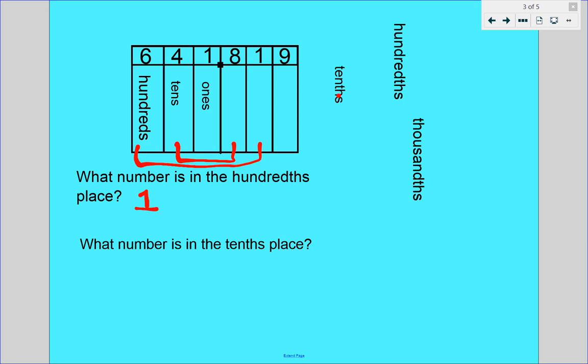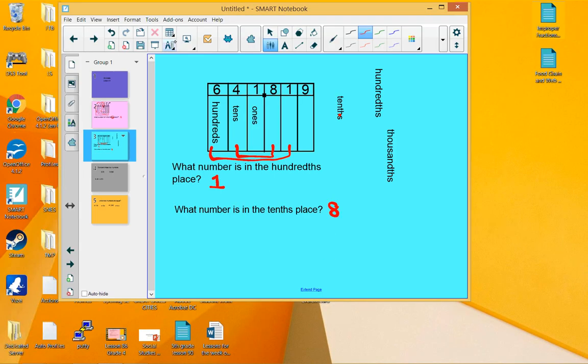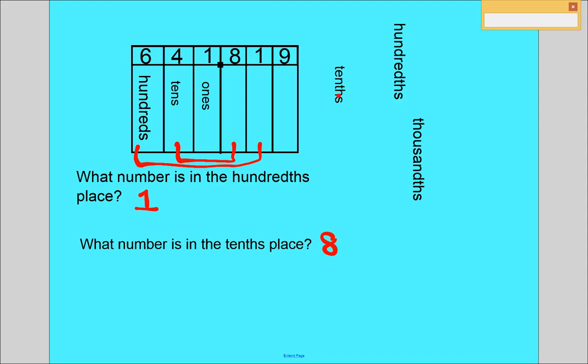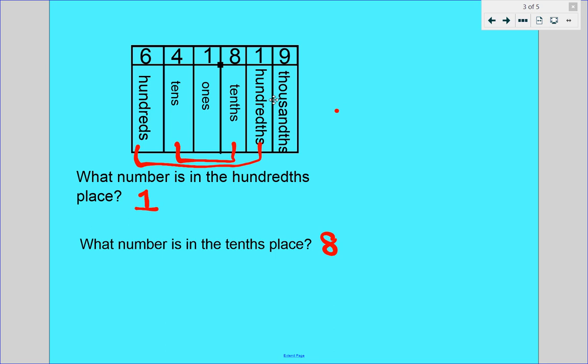And so we have these numbers over here. What number is in the tenths place? The tenths place, well, that's right after the decimal point, so we have an 8 in the tenths place. And if we were going to put these labels back where they belong, let's go back to here. Tenths, because it matches with the tens. Remember, the ones and the decimal point match together. And then the hundredths, and then the thousandths.